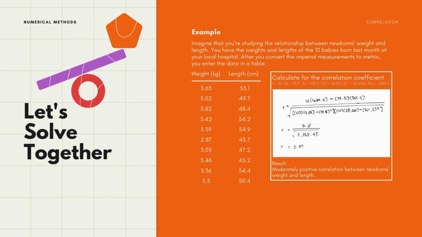The result is r is equal to 0.47, and its interpretation is a moderately positive correlation between newborns' weight and length. For the interpretation, you may refer to other sources you can find online. But today, the interpretation for the 0.47 r value is that there is a moderately positive correlation between the newborn's weight and length.